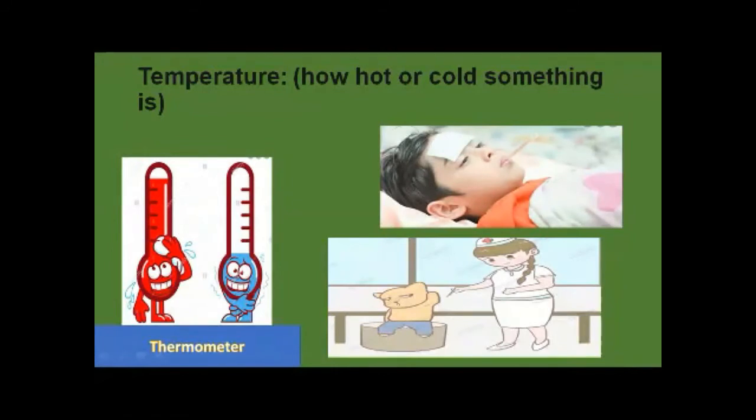Now, measuring the temperature. What is temperature? Temperature is the degree of hotness and coldness. The degree of hotness and the degree of coldness of the body is called temperature. Temperature shows how hot or cold something is. Thermometer. This one is the thermometer. Look here, this is also a thermometer.